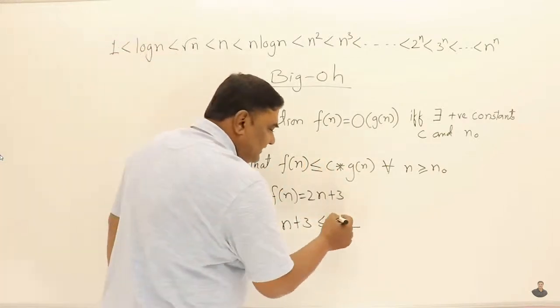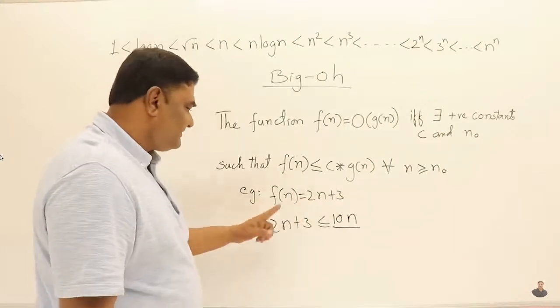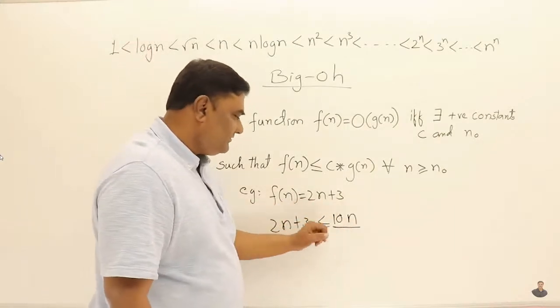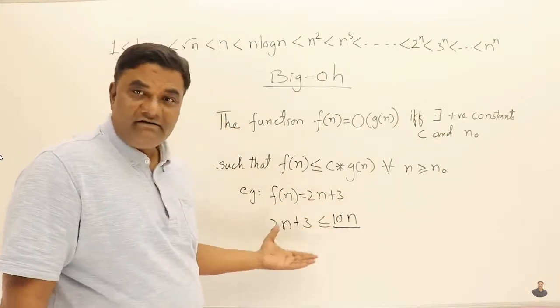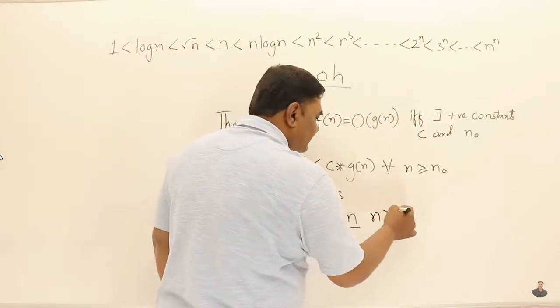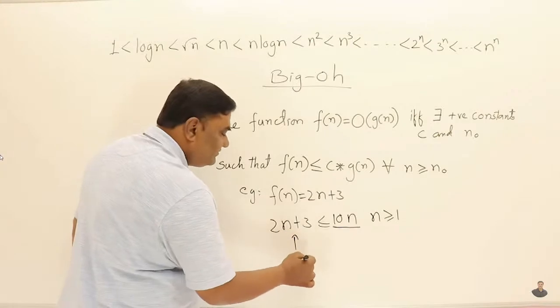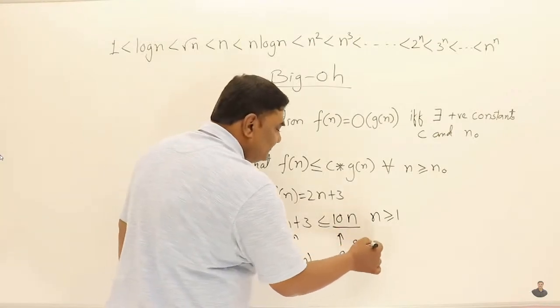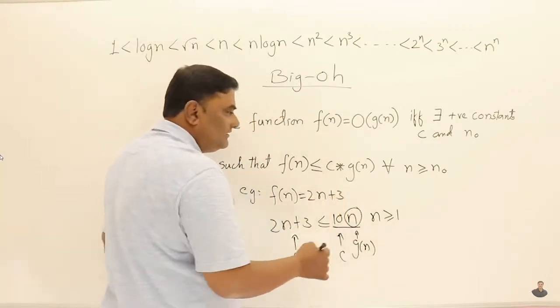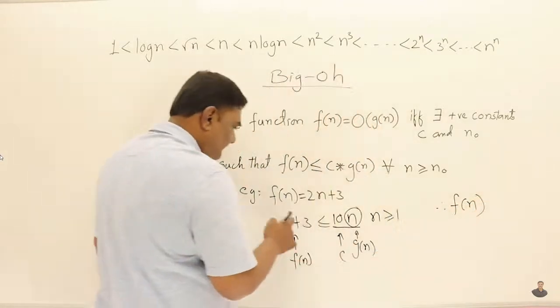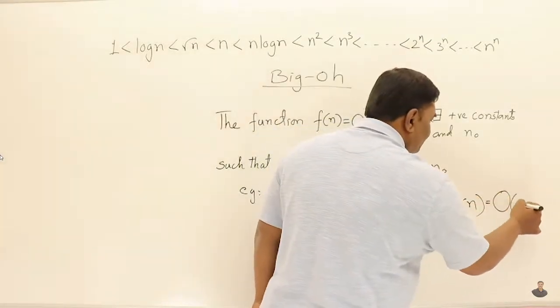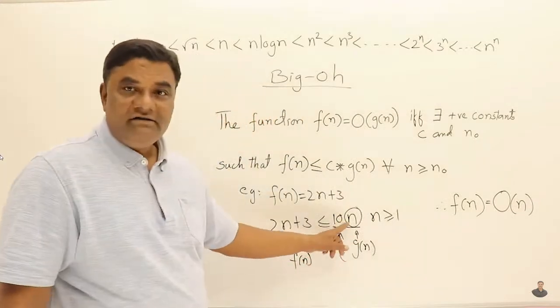So what I do is I write 10n. Is it greater? Yes, this is greater than this one. If I put 1 here, this is going to be 10. If I put 1 here, this is going to be 5. So 10 is greater than 5. So this is for all n greater than or equal to 1 onwards. Right? So this is f of n, this is c, and this is g of n. So g of n is what? n. Now therefore I can say 2n plus 3 is big O of n. g of n is n. So f of n is big O of n.